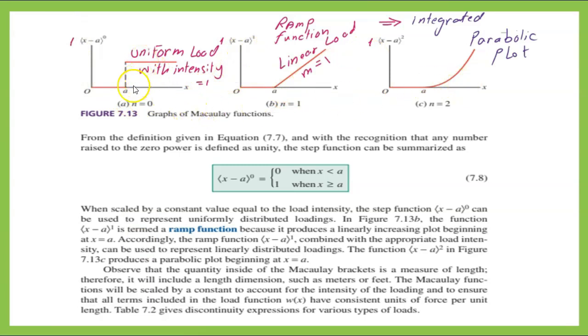When n equals 0, the function is a straight horizontal line, and the y value equals x minus a raised to the power of 0 equals 1 when x equals a or bigger than a, and 0 for x less than a. For Macaulay's function with n equal to 1, the function is expressed as an inclined line, and the y value is x minus a raised to the power of 1 when x equals a or bigger than a, and 0 for x less than a. The last form is when n equals 2, when x minus a to the power of 2 expresses a parabolic plot.